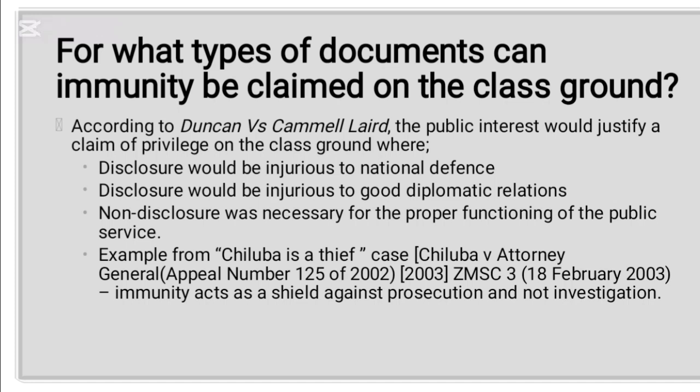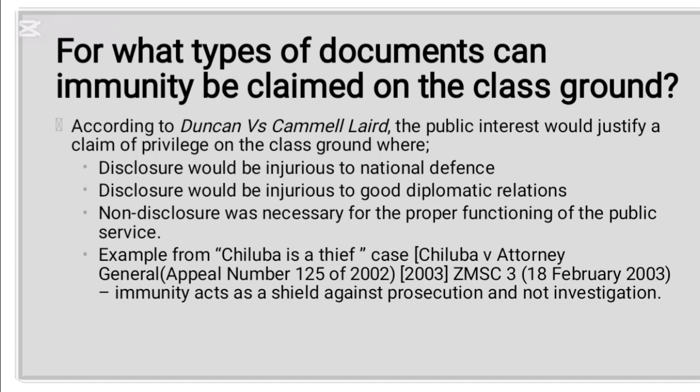According to the case of Chilwa versus the Attorney General, immunity acts as a shield against prosecution and not investigation. The brief facts of the case are that Chilwa was involved in a corruption case, and the Attorney General sought to withhold certain sensitive government documents, citing national security.